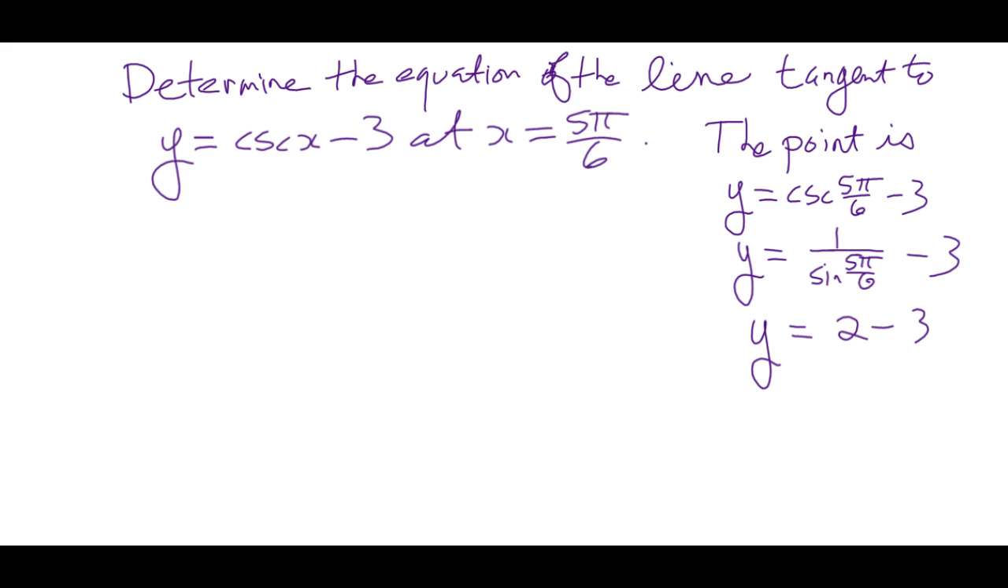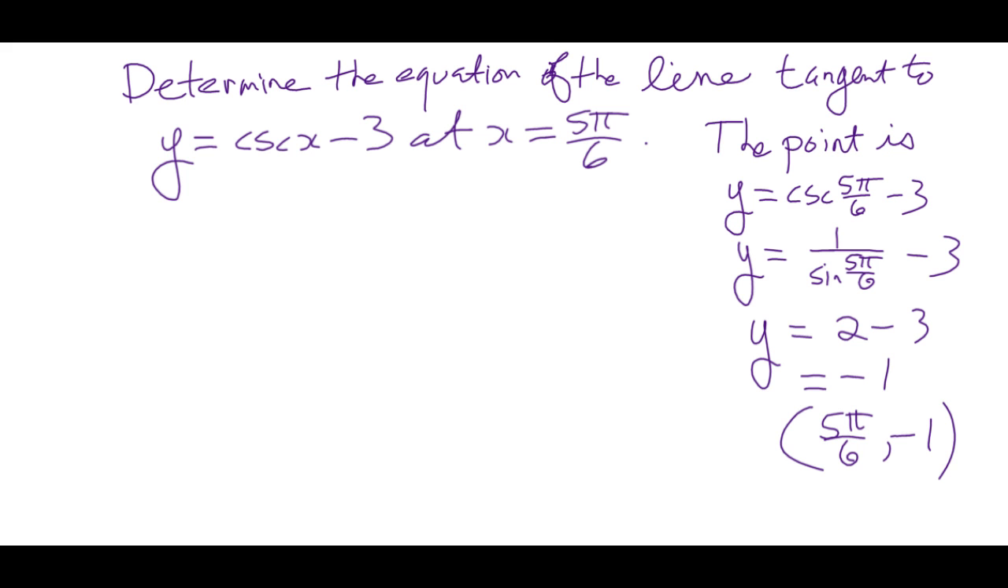So that's going to be 2 minus 3, or negative 1. So the point is 5 pi over 6, negative 1, because sine of 5 pi over 6 is a half. The reference angle is pi over 6, it's in quadrant 2 where sine is positive, and the reference angle has a value of 1/2. 1 over a half is 2, and 2 minus 3 is negative 1. So there's the point on cosecant x minus 3, which is just a cosecant curve vertically translated down 3 units. Okay, that's the point.